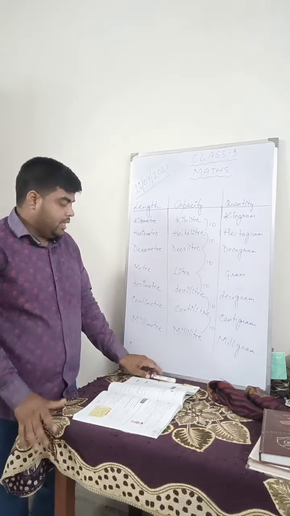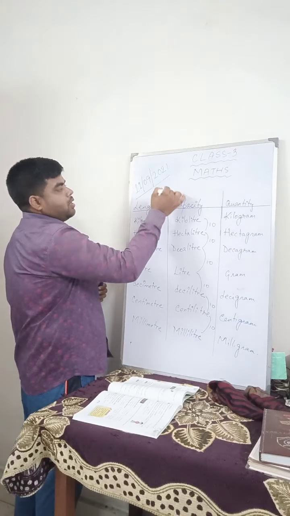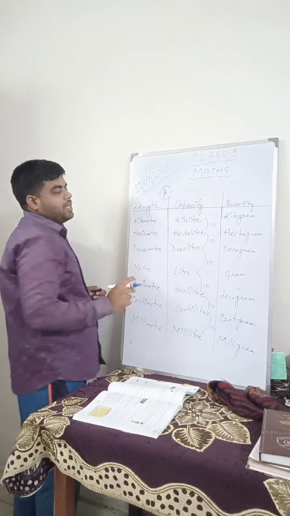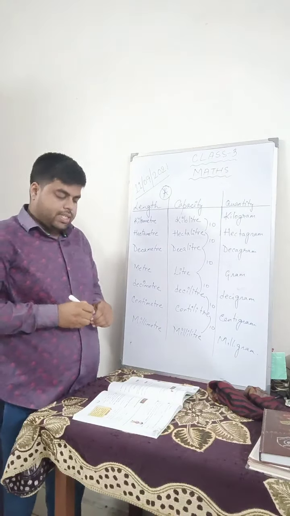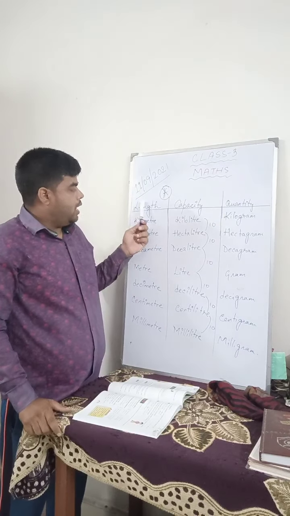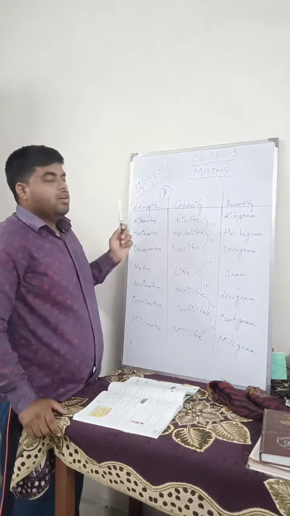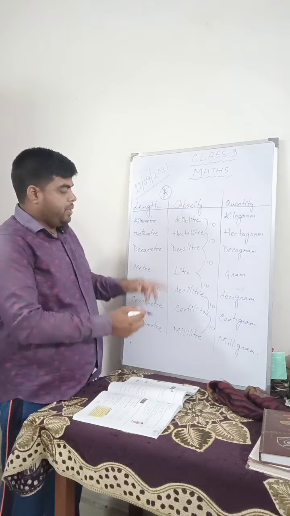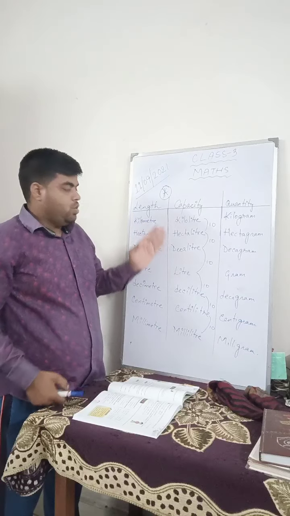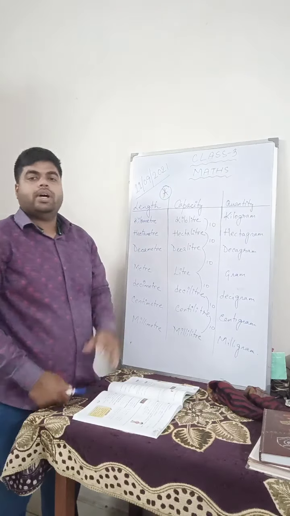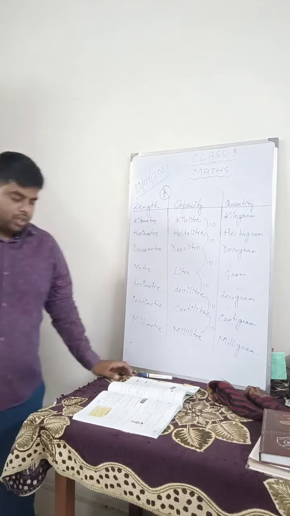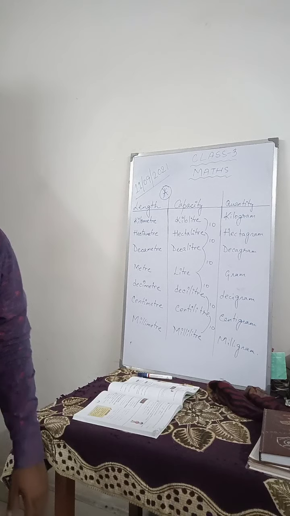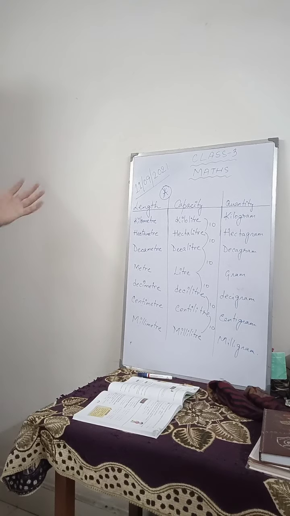So children, this chart is very important for all the 3 chapters that you have in your second unit syllabus. So please learn this table thoroughly, properly. Do not mix the places. You have to learn according to how I have written it. I hope you have understood this. First you learn this. In the next class we will start with the chapter.